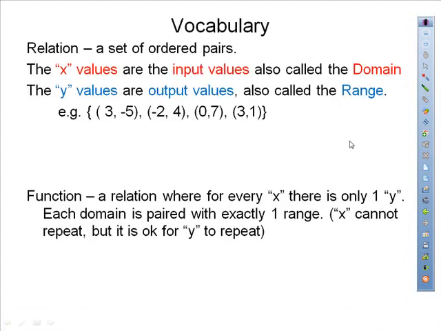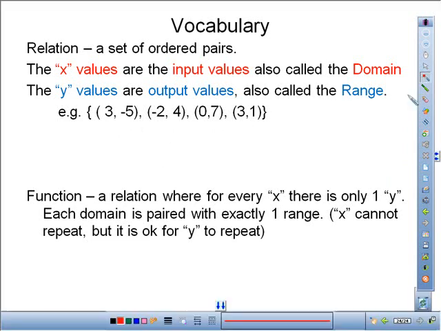Key vocabulary. The first one, relation. A relation is a set of ordered pairs. For example, right here, this is a relation. It's just a bunch of random ordered pairs grouped together. Right?